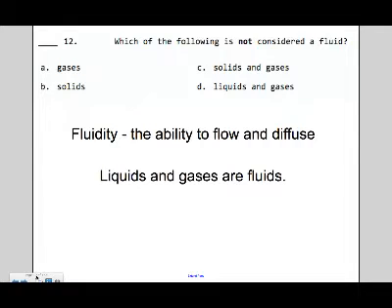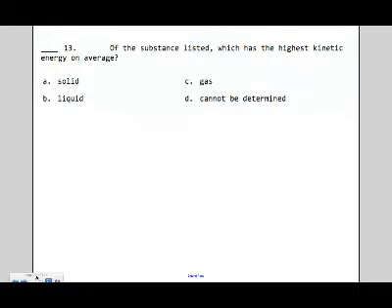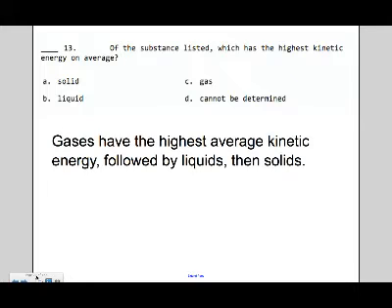Of the substances listed, which has the highest kinetic energy on average? Well, gases have the highest kinetic energy overall, and liquids are in the middle, and then solids are the lowest. So in order of kinetic energy from least to most, it would go solids, liquids, then gases at the top. So that is answer choice C for this question, 13.